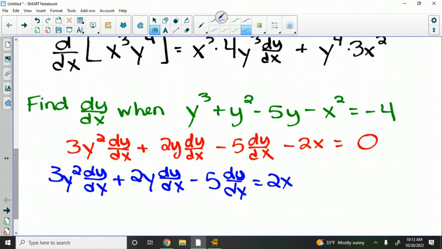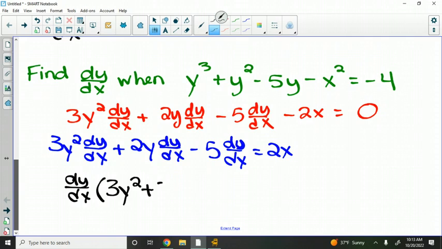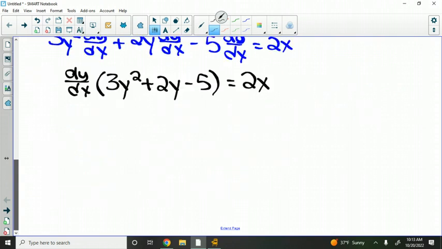Okay, so now I've separated my dy dx's from my non-dy dx's. And dy dx is actually a factor. It's something that we've been multiplying by. So now all three of those have a common factor. I'm going to factor it out to the front. So bring that dy dx out of all of those. And then what we have left in parentheses is going to be 3y squared plus 2y minus 5 equals 2x.